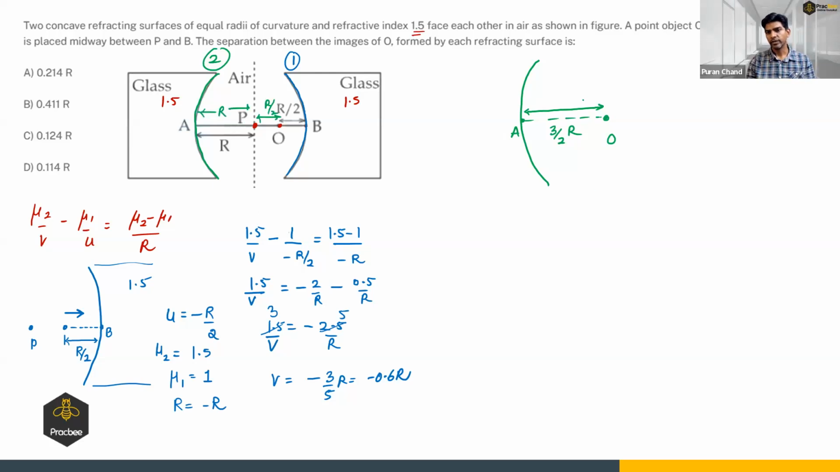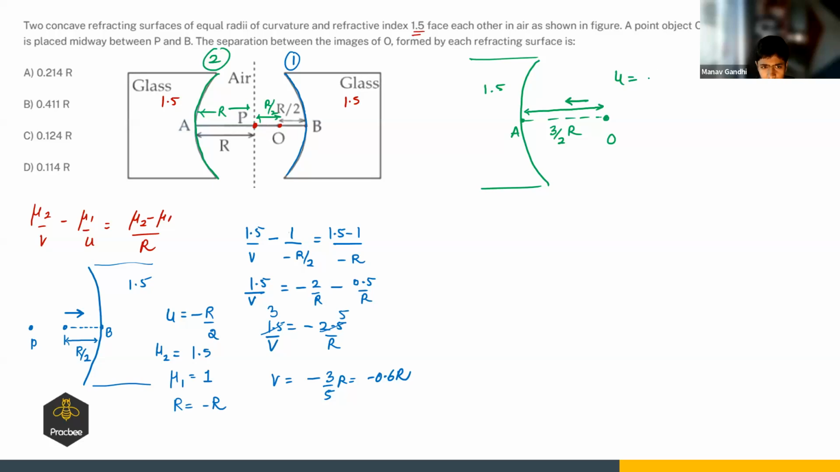Okay, now the rays are going in the left direction, right? This is the direction of incident ray. So what is U in this case? Still negative, minus 3 by 2 R. Okay, what is mu2? 1.5. Mu1 will be 1. So let us apply the formula one more time.